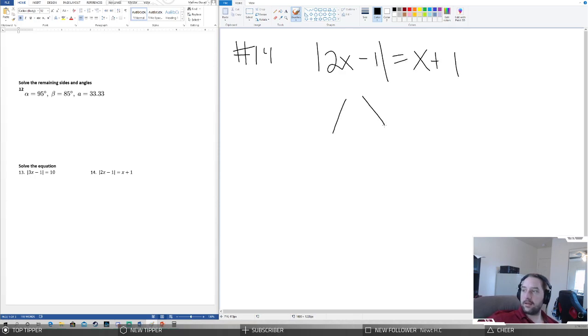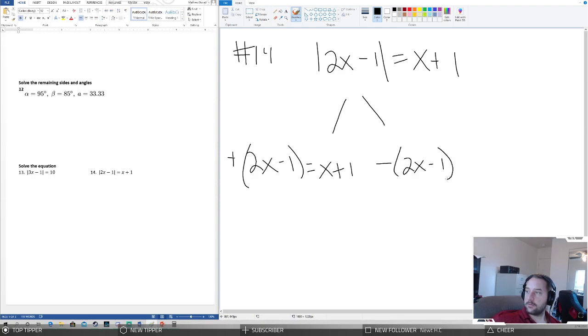So we're going to break that 2x minus 1 into two versions. A positive version, so positive, right, if we imagine there's a positive in front, and then a negative version. So we're going to solve each one.